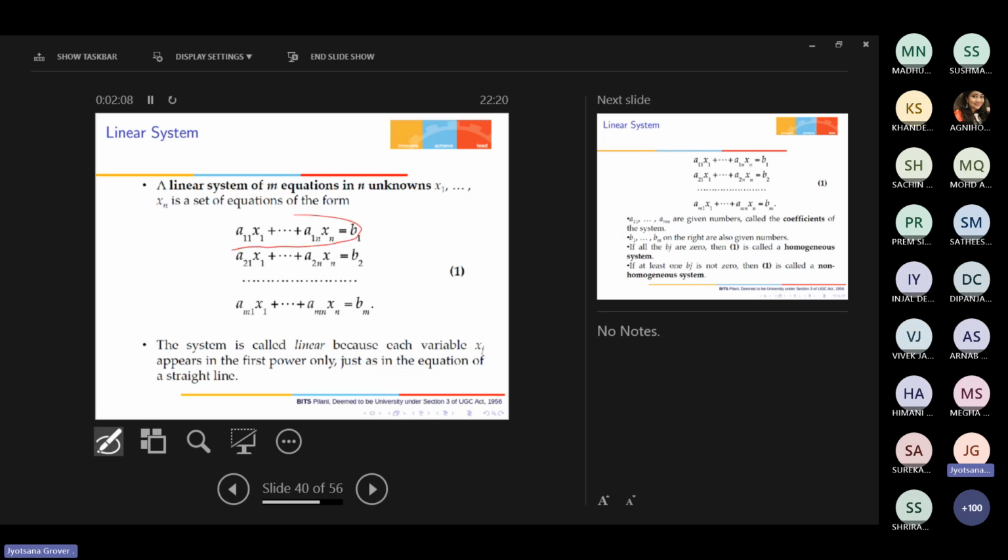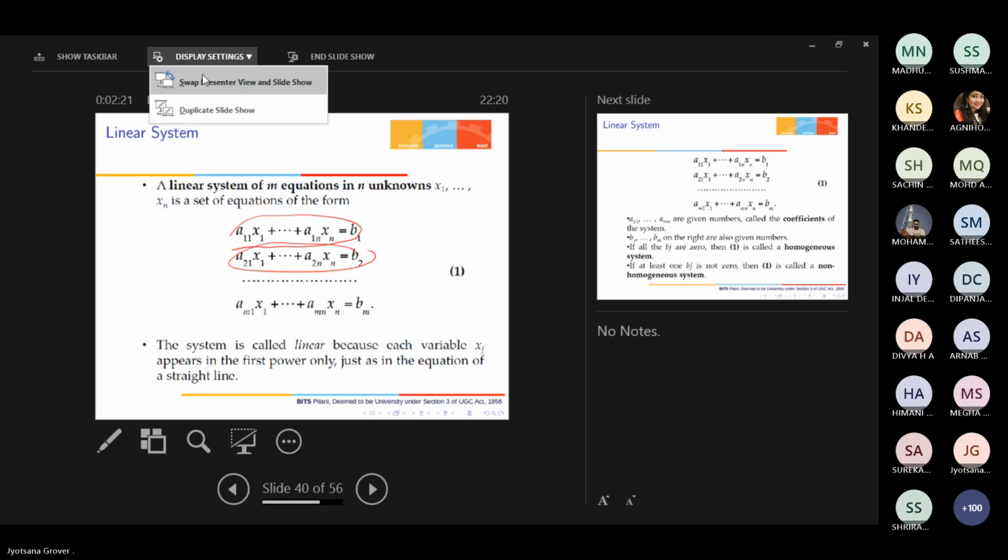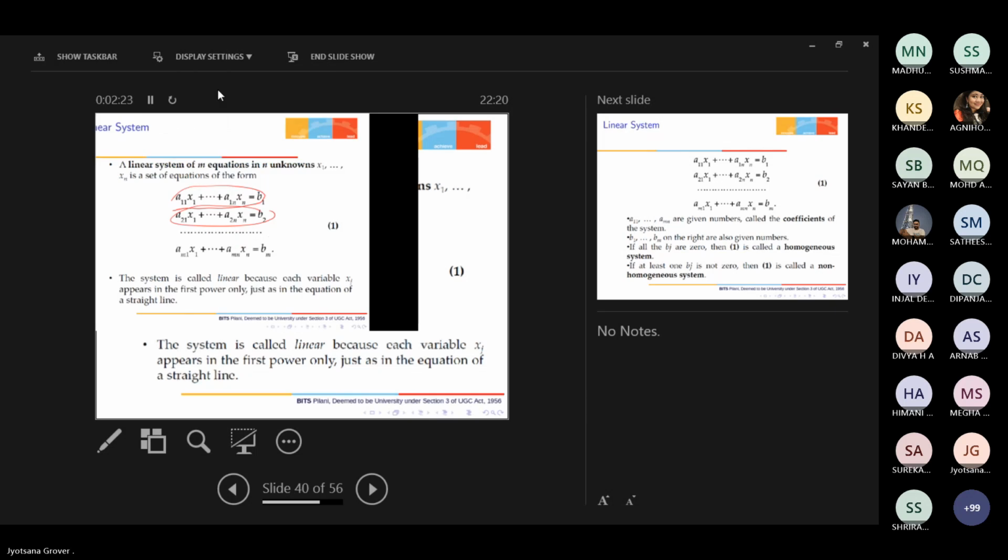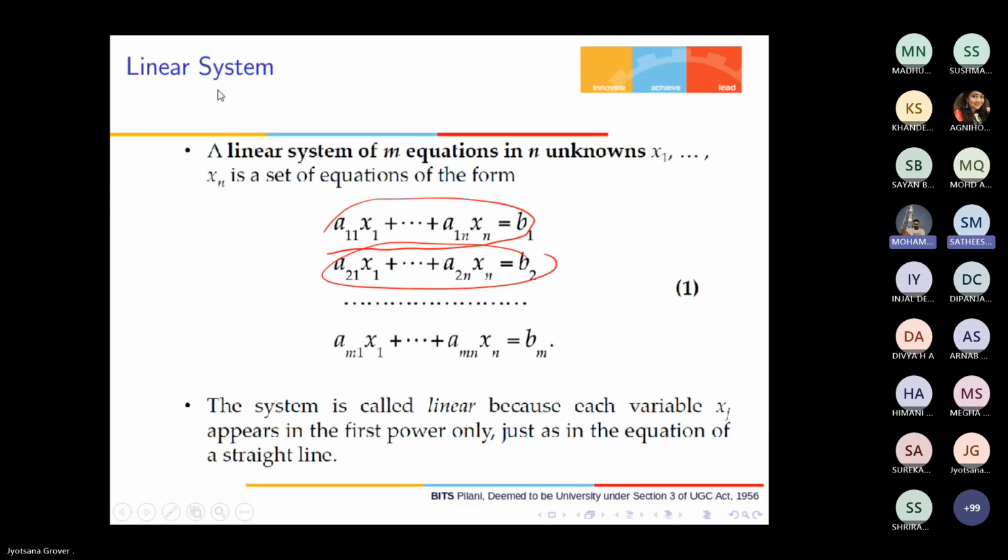So this is a system of linear equations. Ma'am, your presentation has changed, ma'am. I think we connected from... You have to swap it, nothing else. Is it okay? Yeah, now okay.